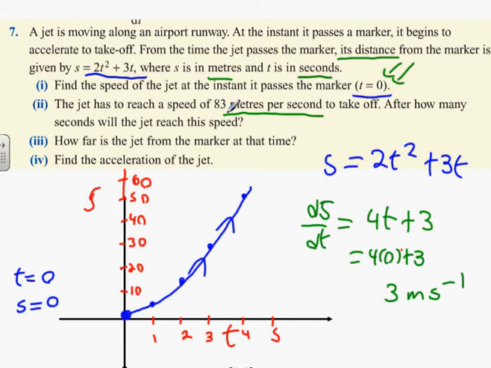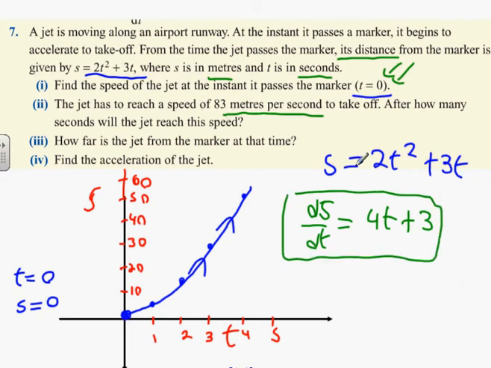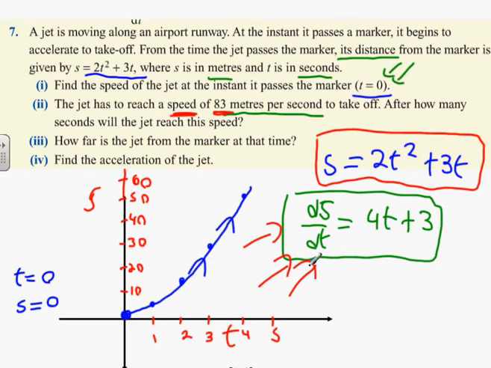The jet has to reach a speed of 83 meters per second. After how many seconds will it reach this speed? Do I say my distance equation equals 83, or my speed equation equals 83? The jet has to reach a speed of 83 meters per second. This means I use my speed equation and put it equal to 83. Does that make sense? So you say 4t plus 3 equals 83.